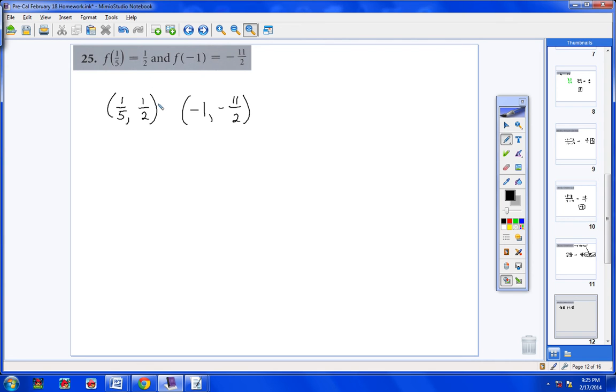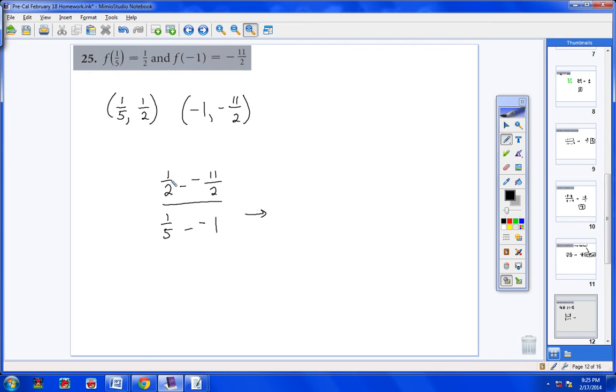So now that we've solved that, here we go. Let's find the slope of the line that passes through these 2 points. Y minus y, well, your first y is 1/2 and your second y is a negative 11/2. X minus x, your first x is 1/5. And your next x is a negative 1, so minus a negative 1.